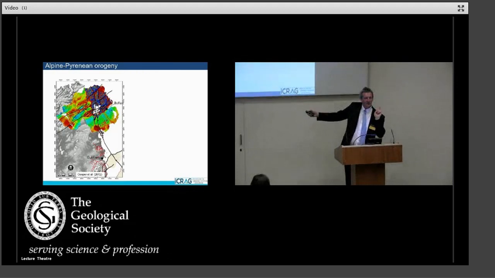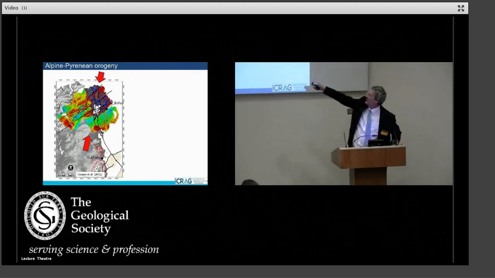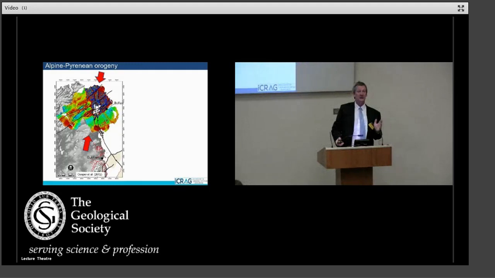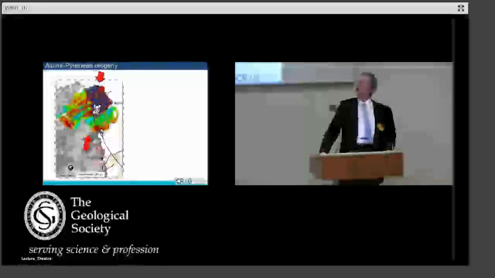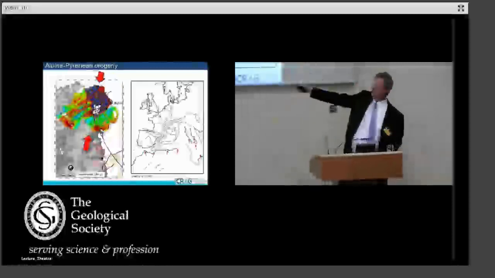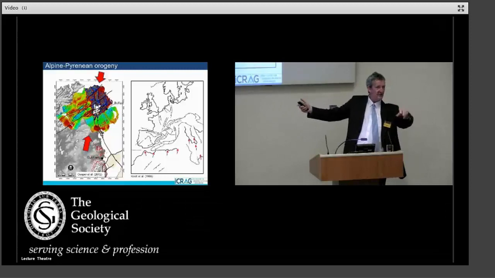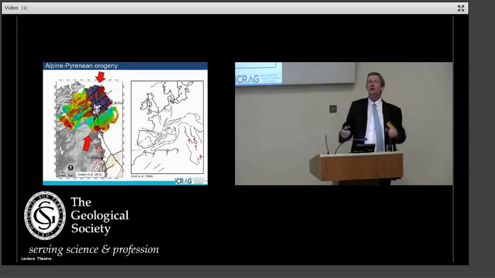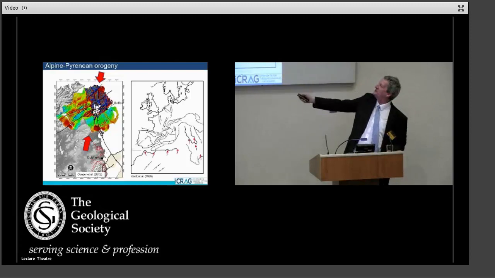So, and the way to produce that is by compressing roughly north-south. If we compress roughly north-south, we can produce faults like that. And this is why I refer to it as Alpine-Pyrenean compression. This is a map for the Oligocene, not for the Paleocene, which is slightly different, and that actually gives us an evolution of the activity of these different faults. They sort of swap their activity.